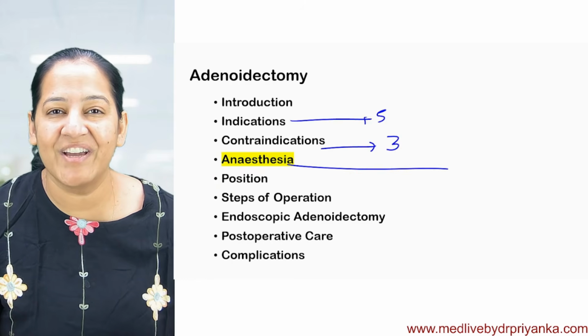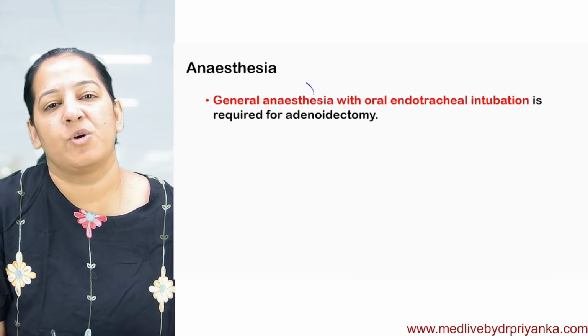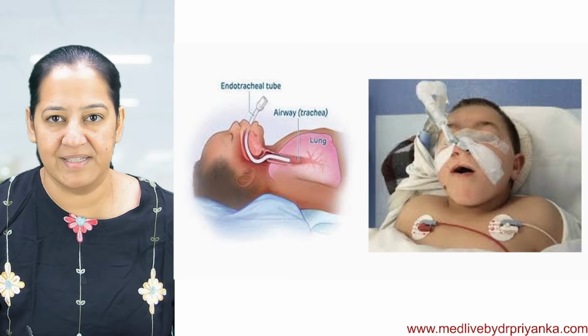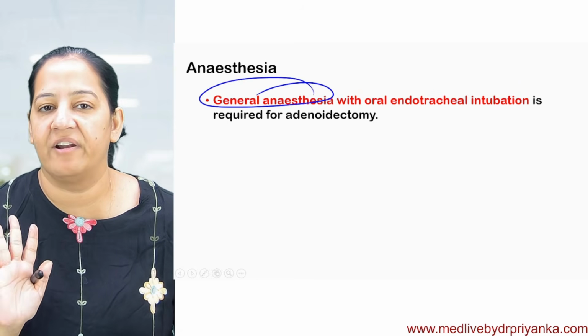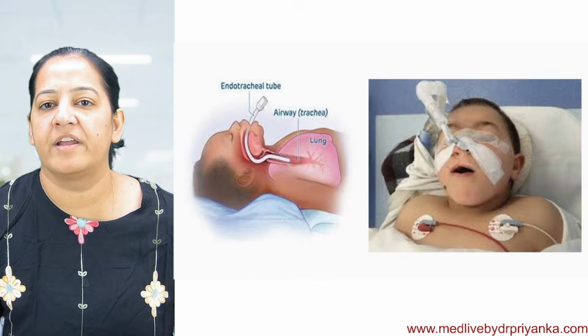Now, in which anesthesia is it done? It is always done in GA. In children, GA is safe because the child doesn't cooperate in LA. So we have to do this in general anesthesia only, with oral endotracheal tube intubation.